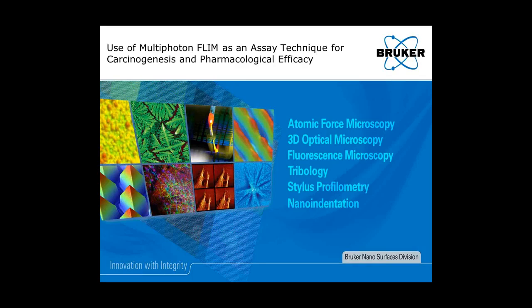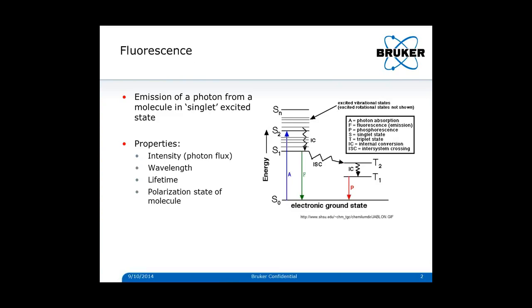Lifetime imaging is based on the fluorescence property called lifetime. What we basically do is create a 2D map of lifetimes, and that's what gives us our fluorescence lifetime image. And then I'm going to quickly go over fluorescence. I guess most of you are actually familiar with that. It is the emission of a photon from a molecule in singlet excited state.